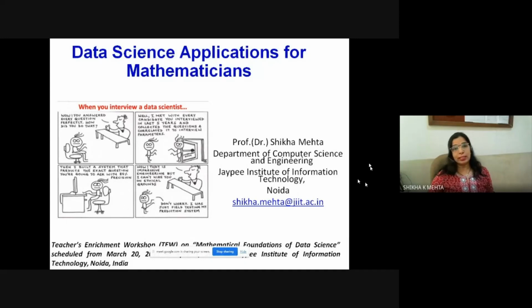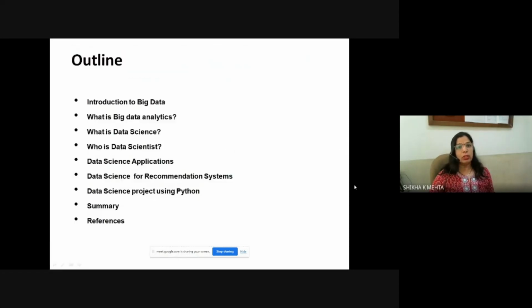Since data science cannot exist without the mathematicians, we will start with the introduction of big data, then big data analytics, then what is data science and who is a data scientist. Since we are talking about the data scientist these days, data scientist and data science have become a buzzword. So it's important to understand what they do and what kind of tasks they are doing in this IT industry.